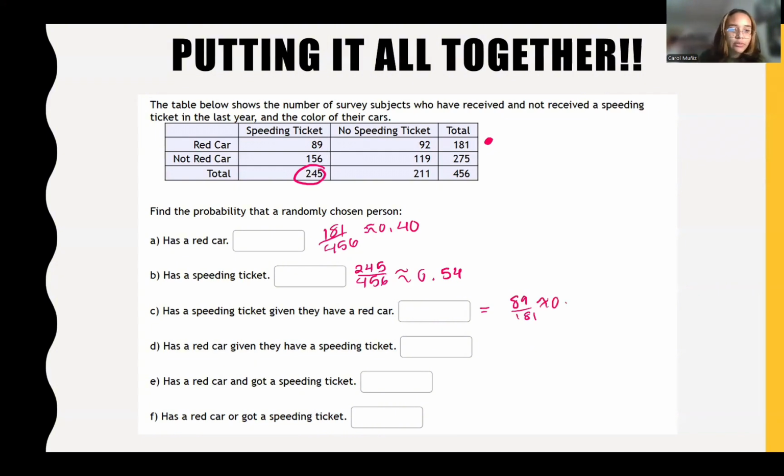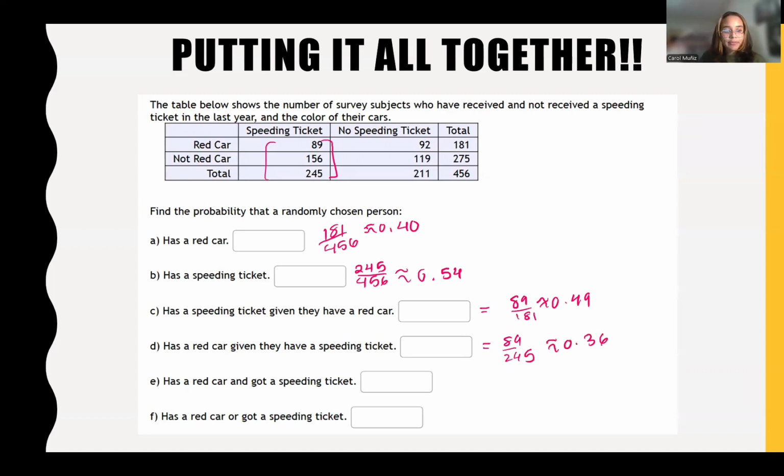D, has a red car given that they have a speeding ticket. So now we're looking at the sample space of cars that have a speeding ticket. So we're looking at this here specifically. I want to find a car that is red. The total amount of red cars in this space is going to be 89 divided by 245. So 89 divided by 245 is approximately 0.36.